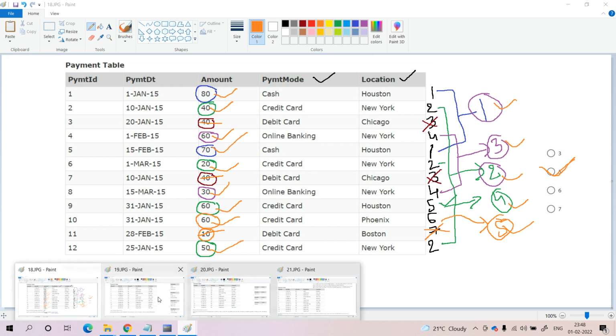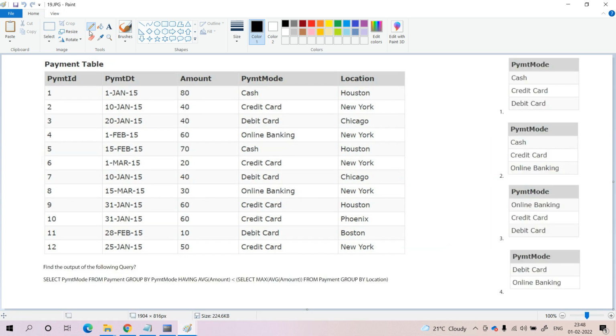And coming to the next question. The next question is, we have a payment table available, and the query is, find out the output of the following query. The query is, select payment mode from payment group by payment mode having the average amount which is less than... Here we have one more query. Totally 2 queries are there. So what are the 2 queries? One is on the left-hand side of the less than, and the other one is on the right-hand side of the less than.